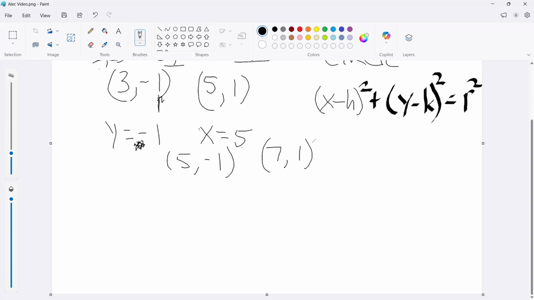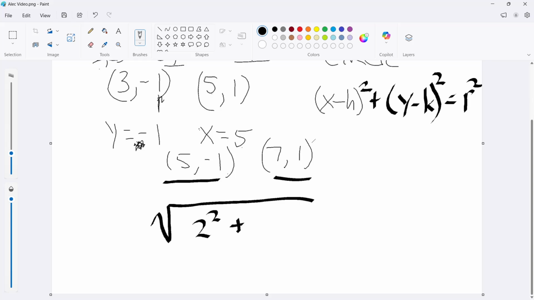So now I'm going to find the radius by finding the distance between the center and any one of the original 3 points. Well, the distance is the square root of (y2 minus y1) squared... 1 minus negative 1 is 1 plus 1 is 2, and then I square it, 2 squared, plus (y2 minus y1), 7 minus 5 is 2 squared, and that equals 4 plus 4. Square root of 8 is the radius.